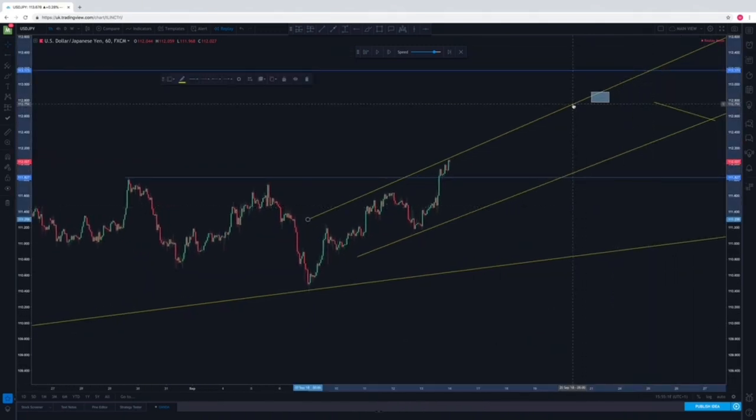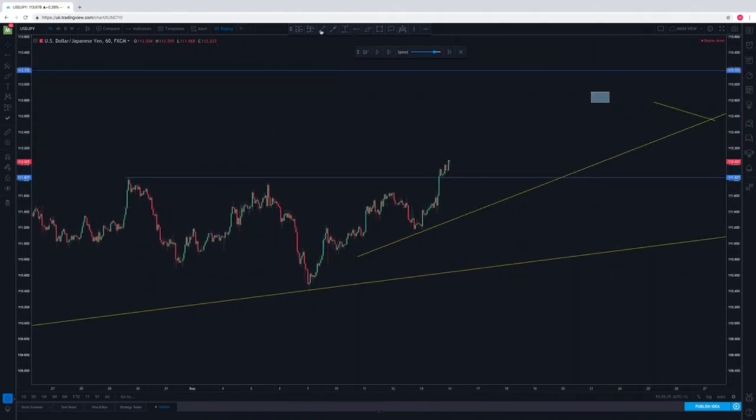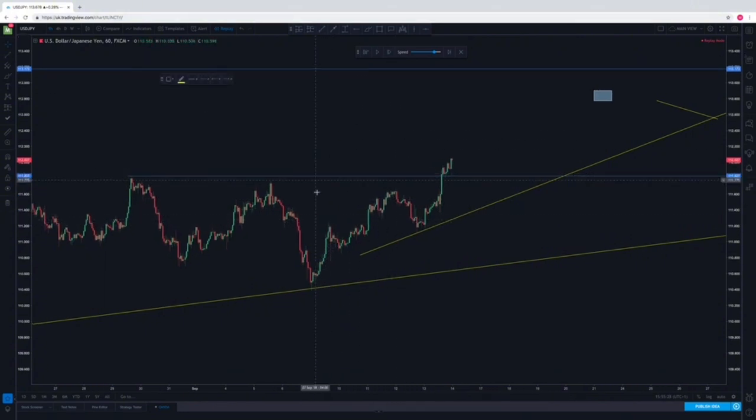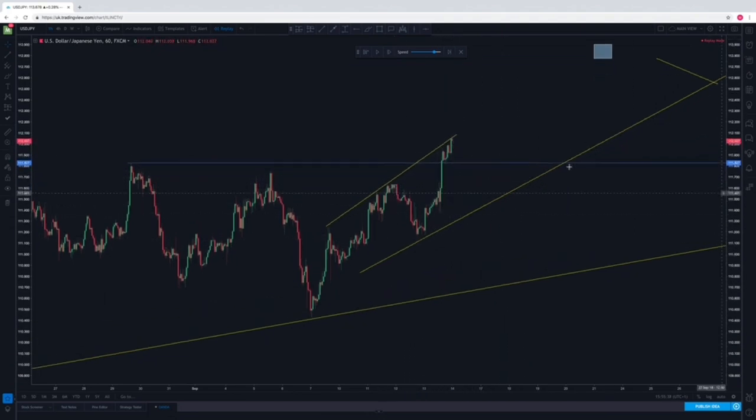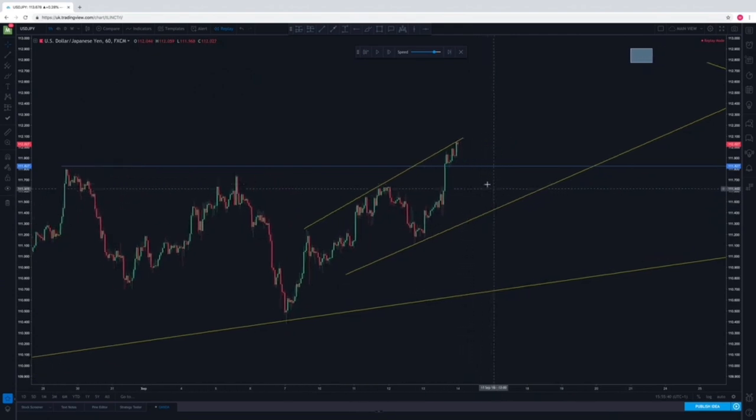Well, let's actually delete this and then showcase that. So you'd be looking at this type of structure like this. Let's draw that on. You'd be looking at this type of structure. And when you're looking at that structure, you're going, right, 1, 2, 3, essentially. This has broken the high. I'm looking for a rejection within that area. At what point can you take that as a risk entry?